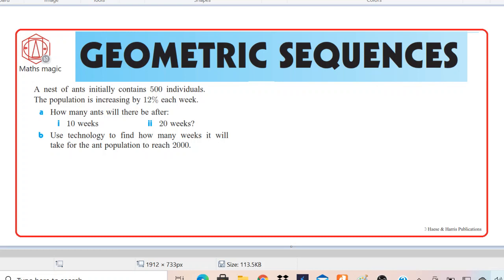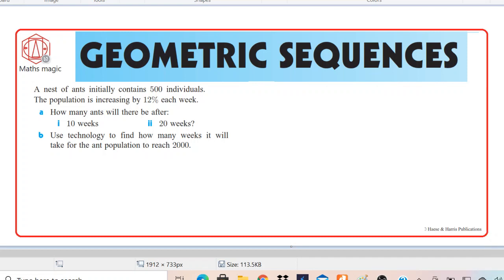Today we are going to discuss one of the important questions based on geometric sequences. The question is on the screen. It says a nest of ants initially contains 500 individuals. The population is increasing by 12% each week. How many ants will there be after 10 weeks, 20 weeks? That is the first part. And then it says use technology to find how many weeks it will take for the ant population to reach 2000. So we'll do one by one.